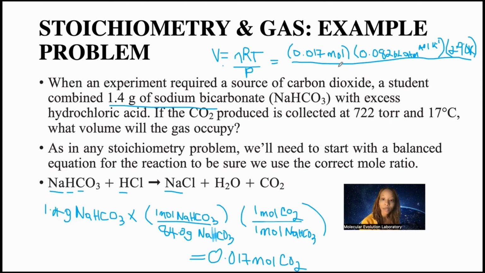which basically gives us 0.95. So if you multiply all these factors and divide by 0.95, you basically end up with 420 mL. So the volume that the gas will occupy is 420 mL, or milliliters.